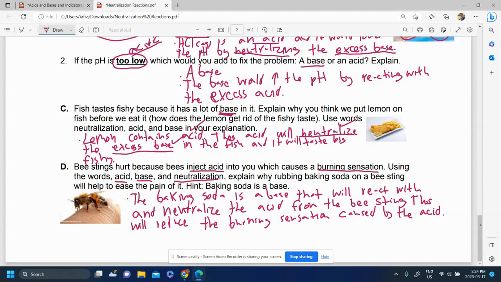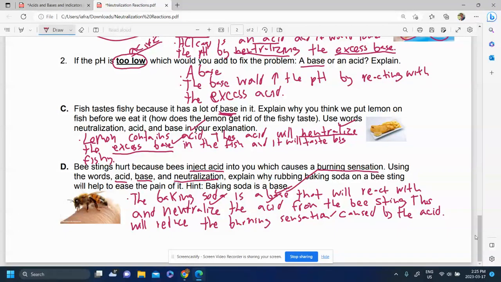So again, we said we have a base, we have an acid, we do neutralization, and then we just kind of connect it to the main point of the question, which was, why do we put baking soda on it? Well, it will reduce the burning sensation, and it did that by neutralization.